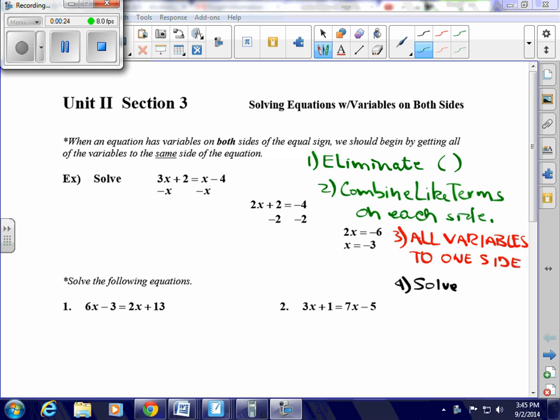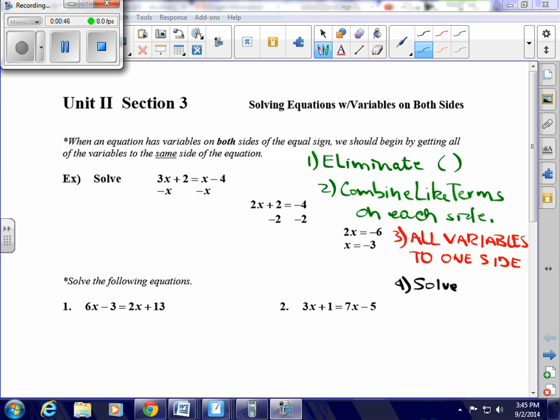Remember, this goes back to Unit 1, where we're talking about simplifying the algebraic expressions. You cannot do anything with an equation unless you get rid of the parentheses first. So if we need to use the distributive property, we'll have to do that first. Then on each side, look at your left side of the equal sign and combine all your like terms. Look at the right side of the equal sign, combine all of your like terms there.